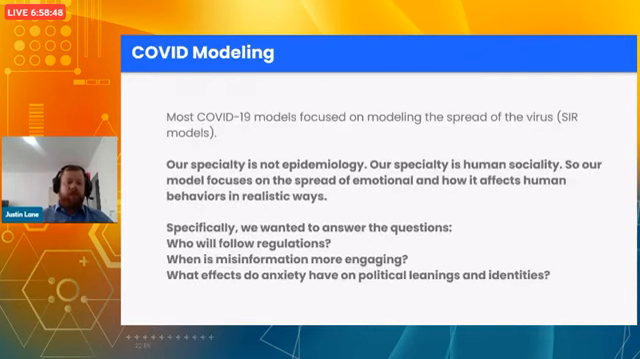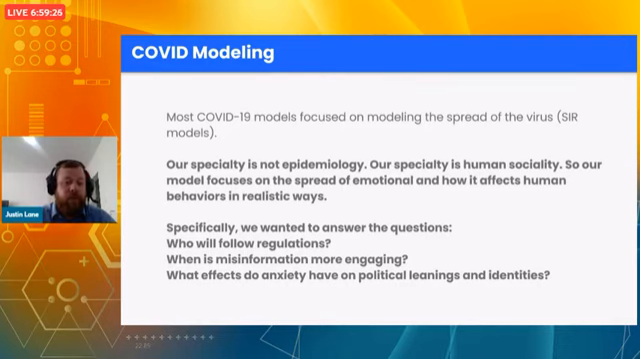As a lot of us know, most of the COVID-19 models that we currently have been using and that were available at the beginning of the pandemic were reappropriated SEIR models. They were just looking at susceptible, infected and recovered individuals and different variations on that theme, right? Now, our specialty obviously was not epidemiology. We are both social scientists with backgrounds in AI and psychology. And so we wanted to look at this from a more human standpoint, at the level of human sociality. So our model focused more on the spread of emotional contagion and how this affects humans.